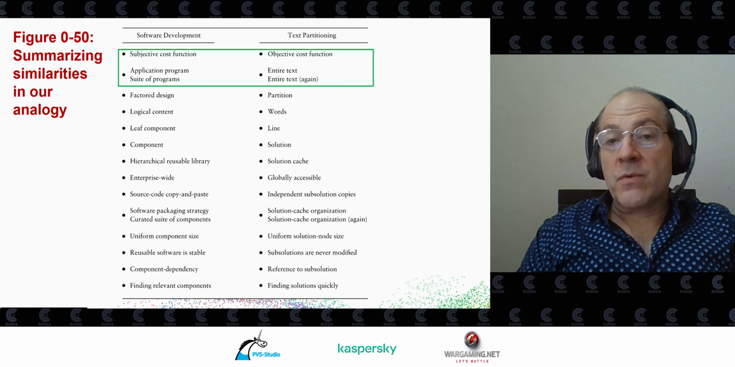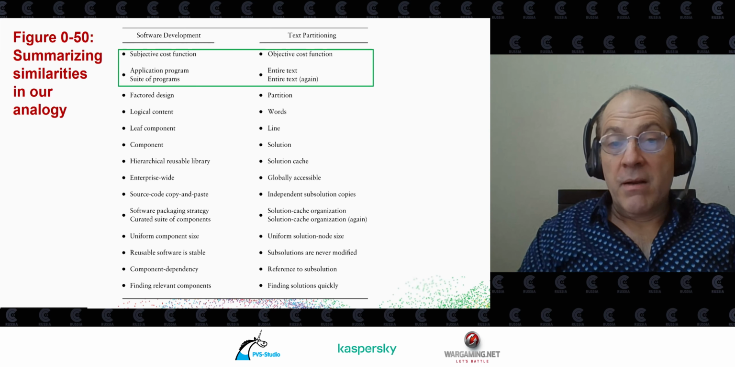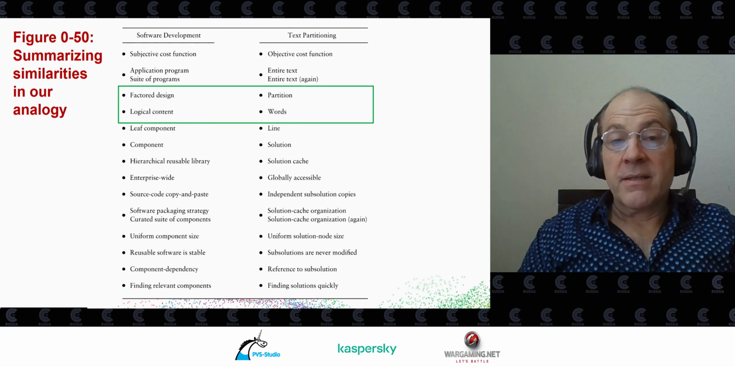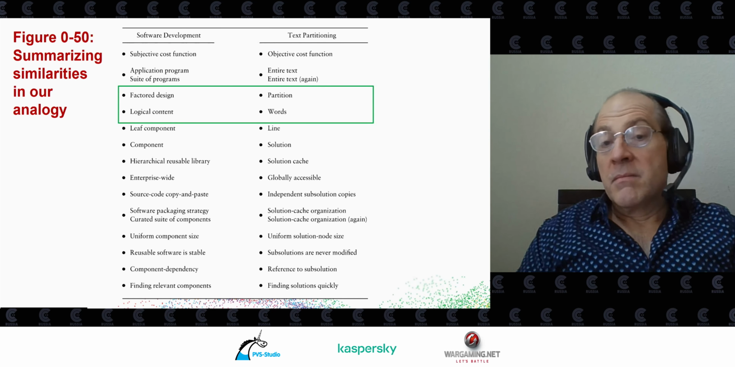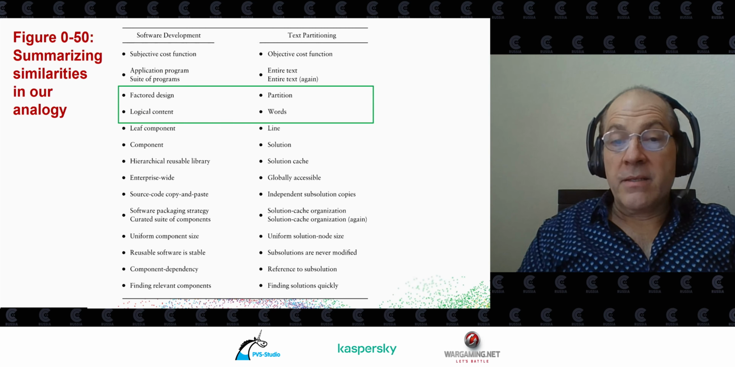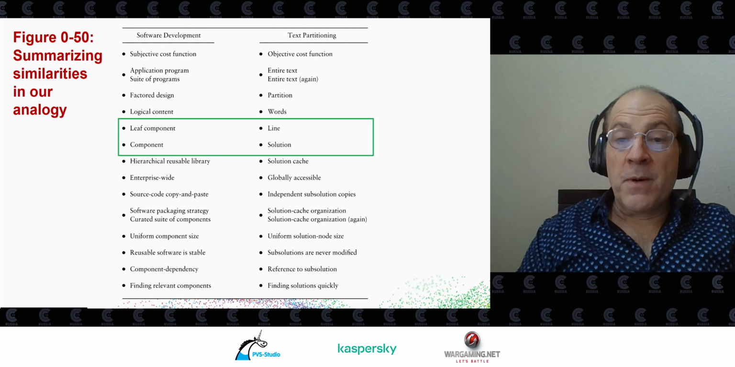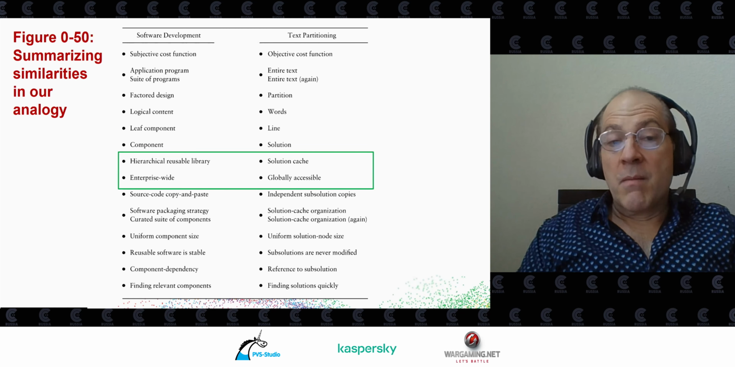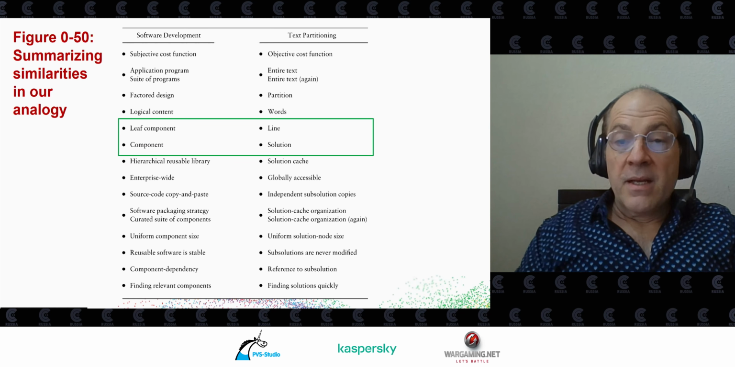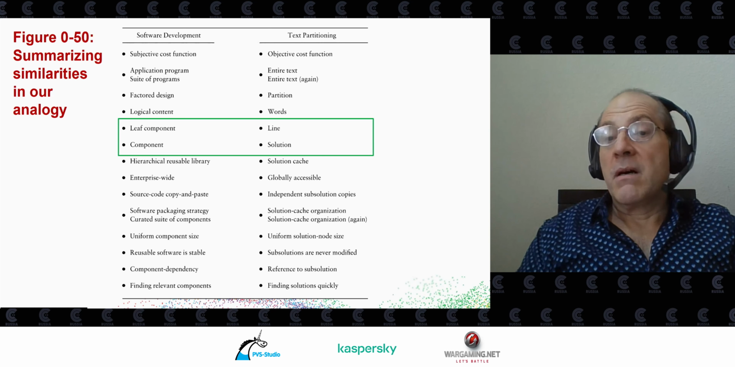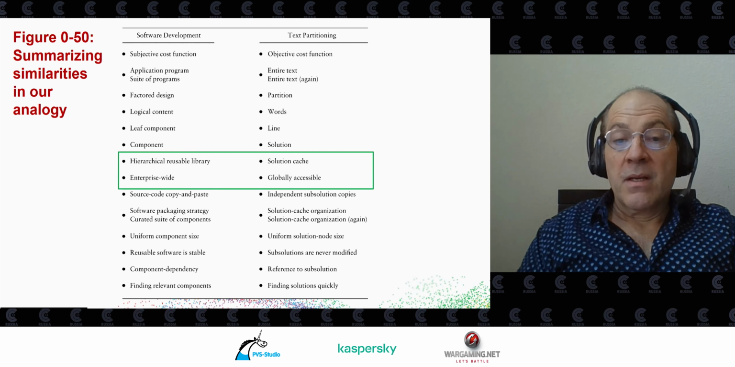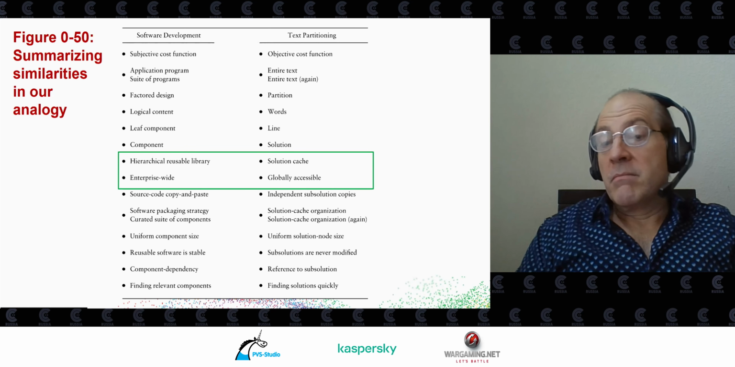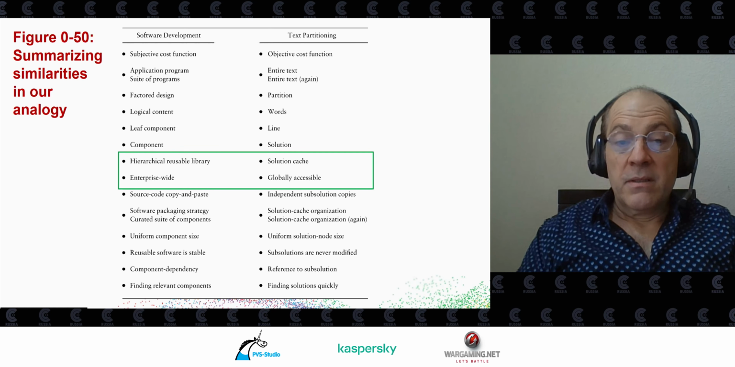Subjective cost function in software development, objective cost function here. Application program, suite of programs, the entire text. Factor design, partition. Logical content, words. Leaf component, a line. Back up. Leaf component, a line. Component, a solution. Hierarchically reusable library, a solution cache.